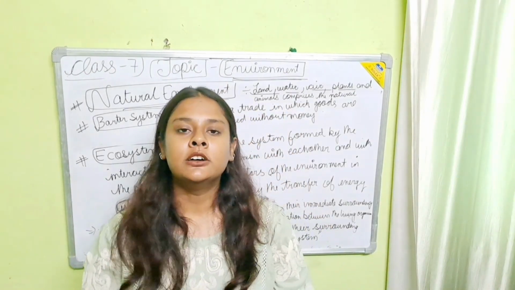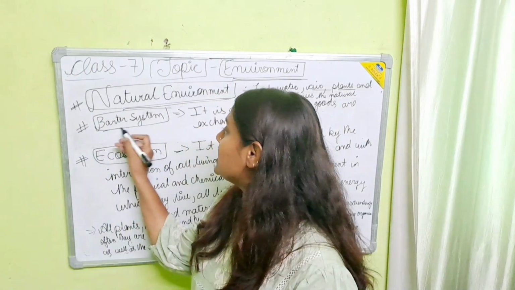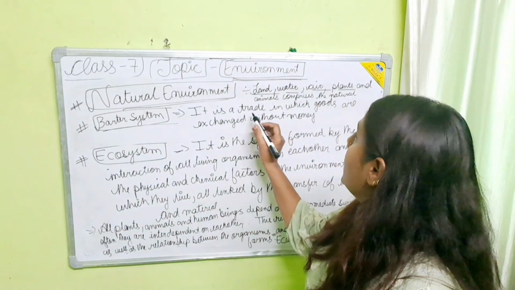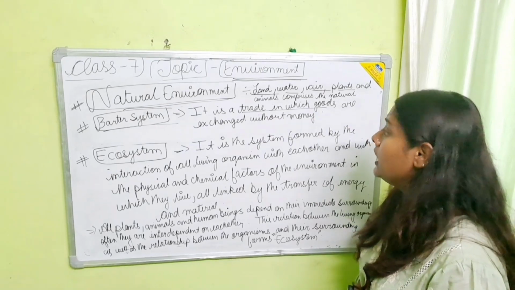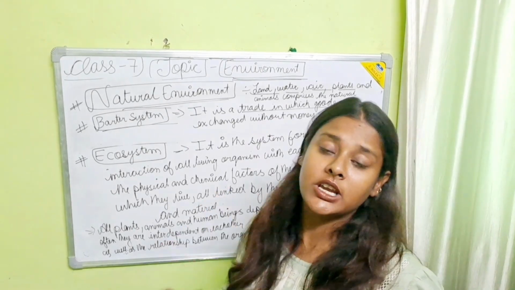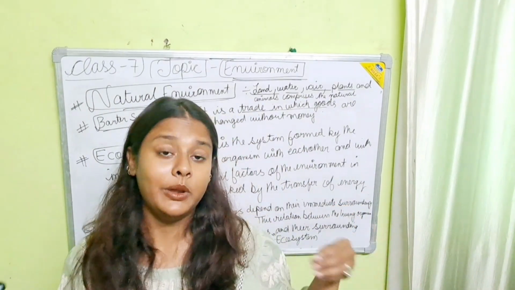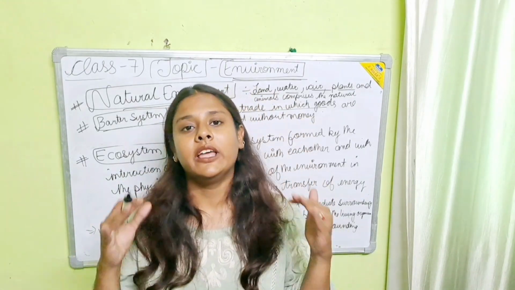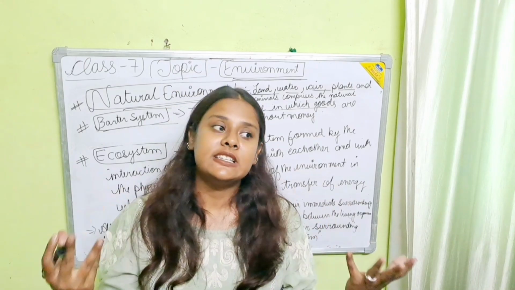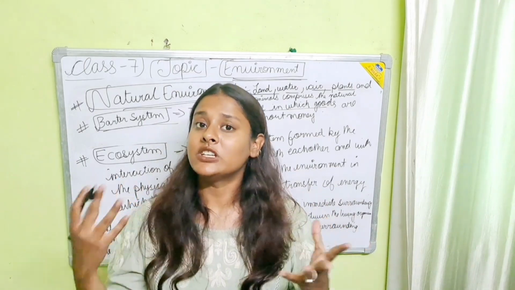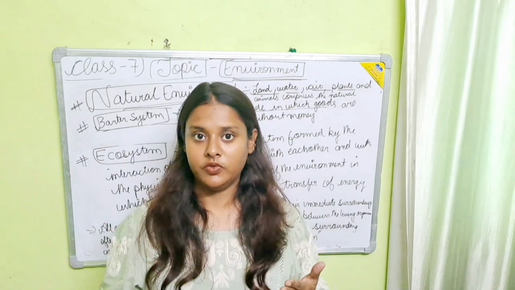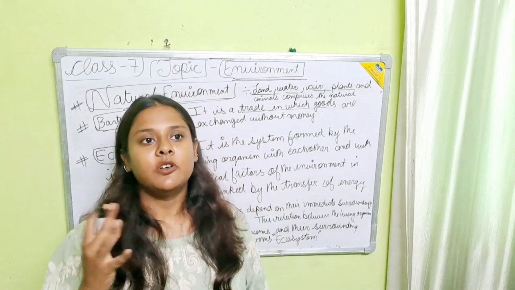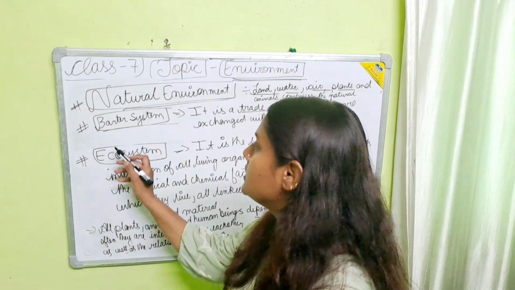There is one term given in your NCERT named as barter system. What is a barter system? When trade is done in which goods are exchanged without the use of money. When people are trading with each other and they are trading without exchange of money. For example, if you are trading with someone and you exchange goods like gifts with one another and do not use money, this type of system is known as a barter system.